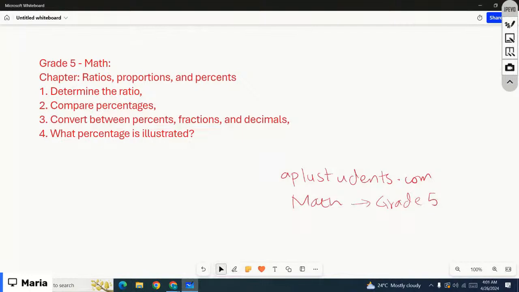I'm going to start with the chapter ratios, proportions and percents. The lessons we're going to cover today are determine the ratio, compare percentages, convert between percents, fractions, and decimals, and what percentage is illustrated. So please make sure you have your notebook and pencil so that you can note down the important examples and definitions as well.